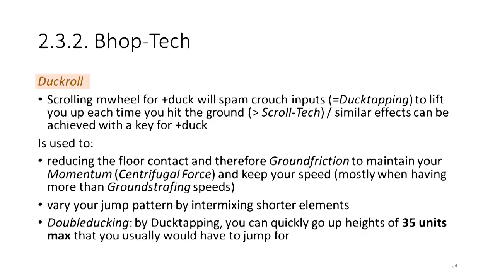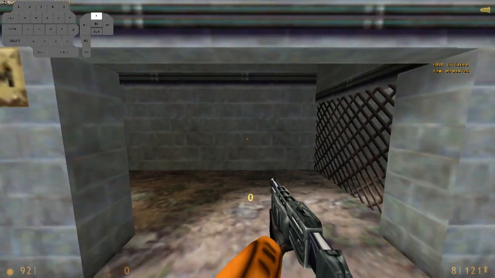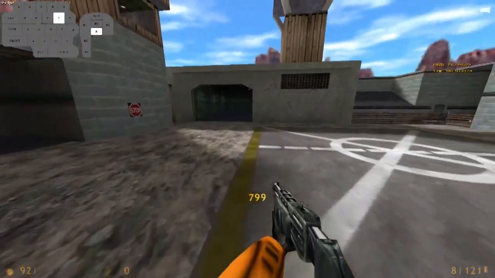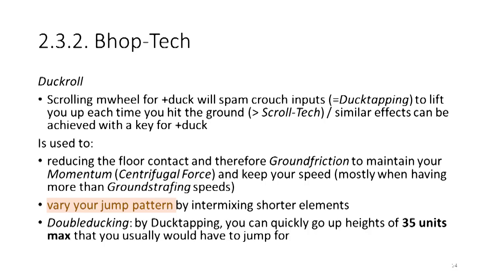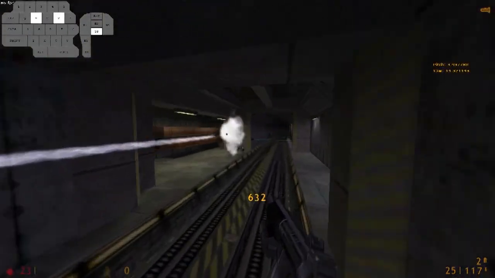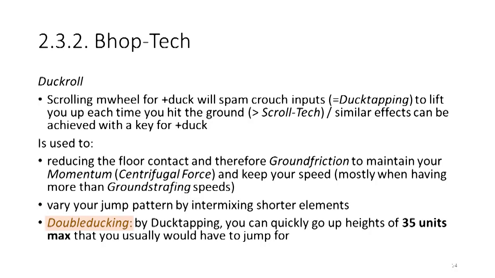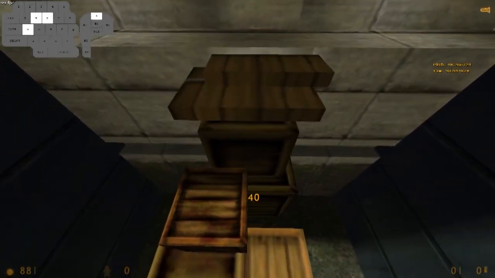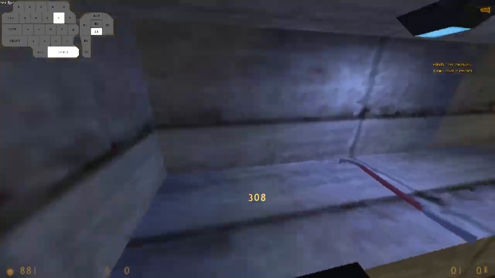Duck rolling then employs this principle when spamming crouch by having a plus duck bound to the mouse wheel, making those same small jumps at a more rapid rate. Being in the air of course reduces ground friction to maintain your gathered speed from bunny hopping. Being able to keep most of your speed when duck rolling, it can be intermixed with Bhop patterns itself. A trick derived from this concept is double ducking, lifting you up from the ground and crouching you again mid-air to perform a somewhat smaller duck jump, which lifts you up onto 35 units tall objects at a maximum.